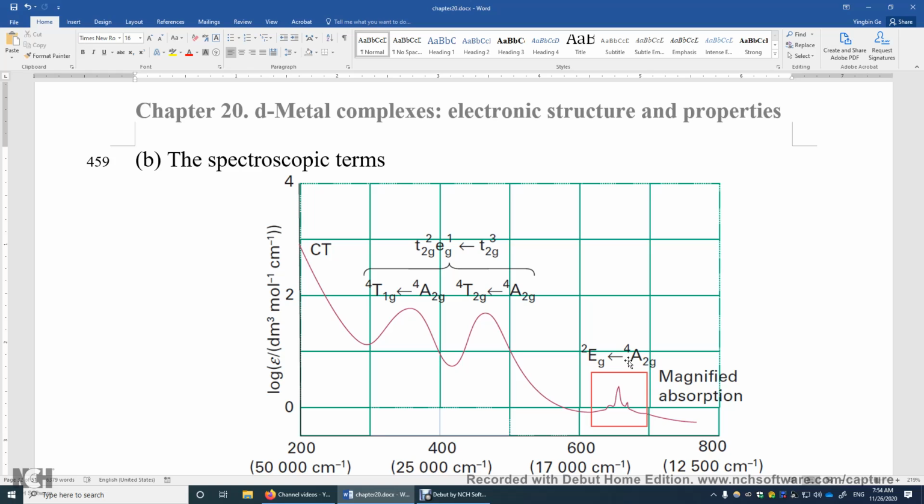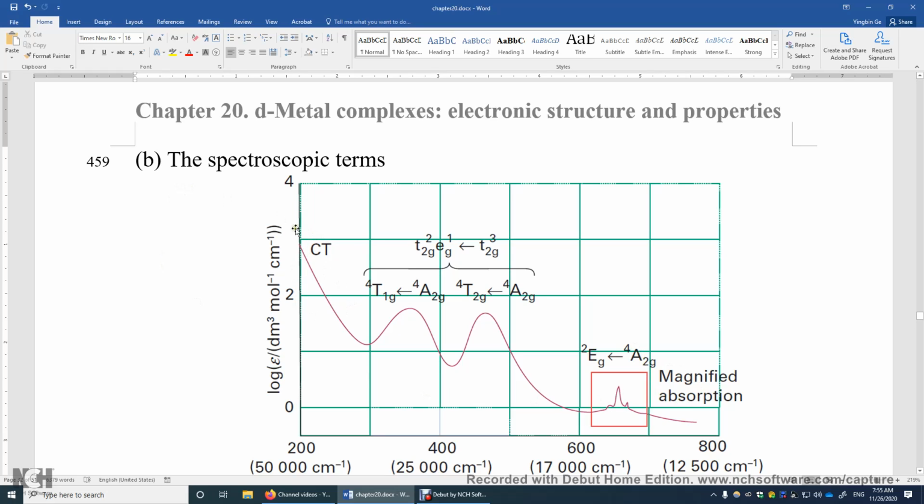And that means if 2 electrons have the same spin, they cannot occupy the same spatial orbital. And that means, physically, they are farther away from each other on average. And that means lower repulsion on average between 2 electrons with the same spin than 2 electrons with different spins. So that's why this 2Eg has higher energy than this 4A2g.